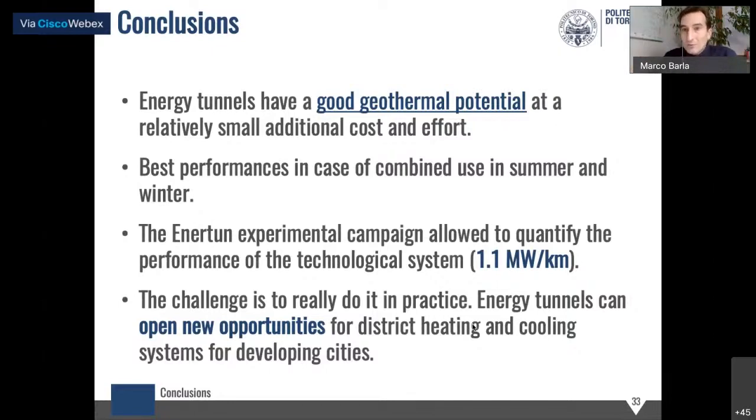We've been working with Metro Torino, and we had a couple of other cooperations in Europe, all at the feasibility stage. I'm really looking forward to see if we can do it in practice, if we can go till the end of the different design steps. So that's it. Thank you very much for listening.